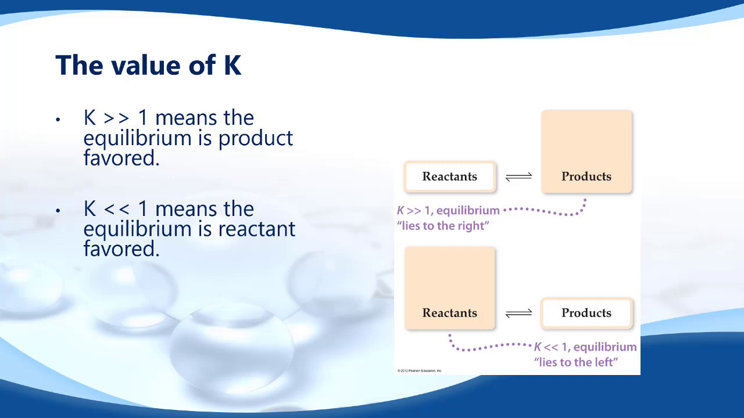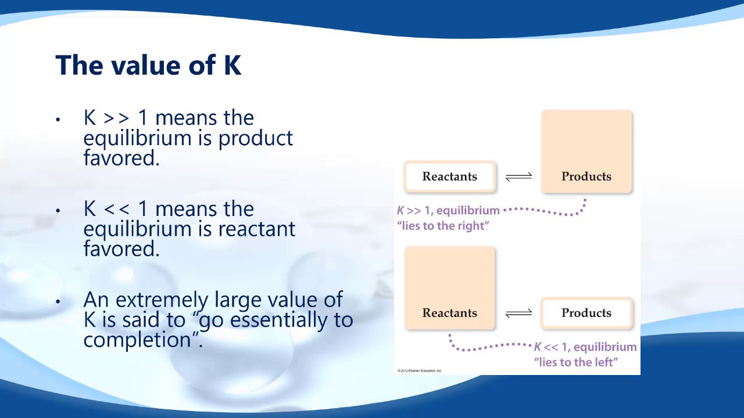Now, one other thing to keep in mind is that if K is ridiculously huge, then we'll say the reaction essentially goes to completion, meaning you will have virtually no reactants remaining at the end. It doesn't go all the way to completion, but essentially it does because the reactants you have left over are so minor they don't matter.